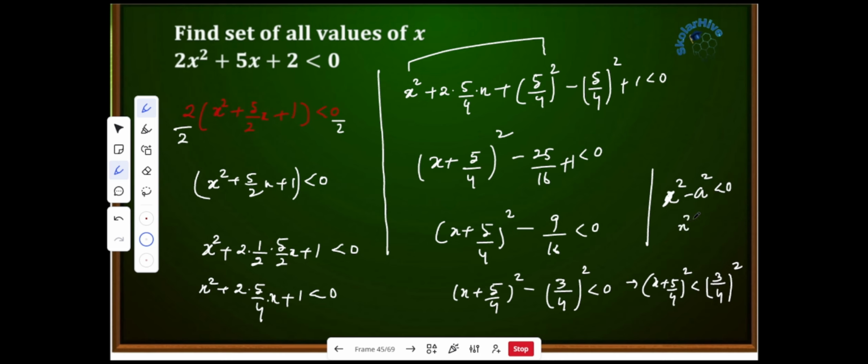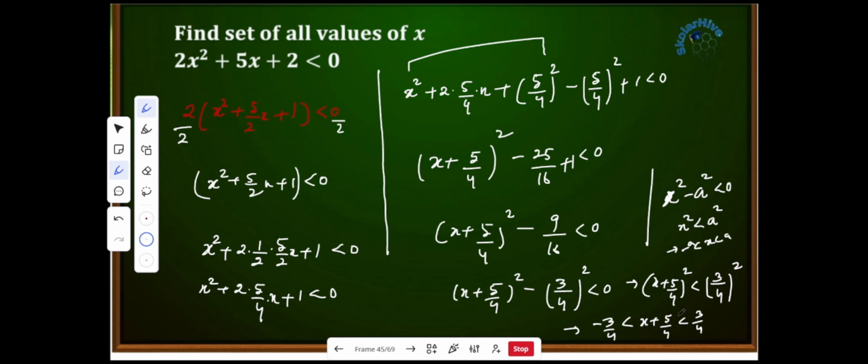So if x square is less than a square, it means the value of x lies between minus a and a. From there we can clearly get that x plus 5 by 4 lies between minus 3 by 4 and 3 by 4. It means x plus 5 by 4 is less than 3 by 4 and greater than minus 3 by 4.